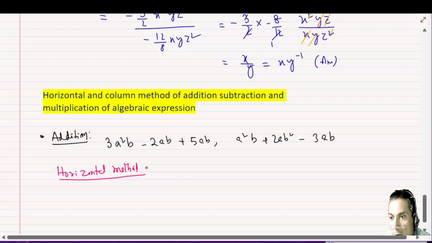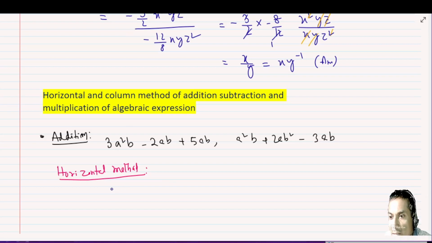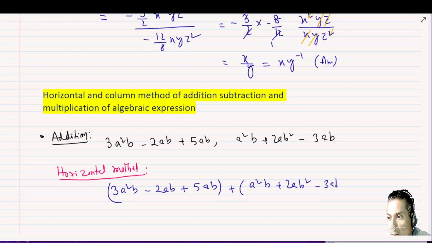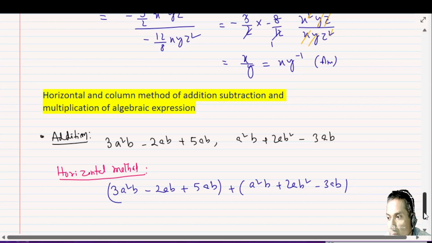Okay, so let's solve it. Horizontal means you simply add side by side. A square b minus 2ab plus 5ab square, you learned this earlier. This is one algebraic expression, and another expression is a square b plus 2ab square minus 3ab. Is it clear?